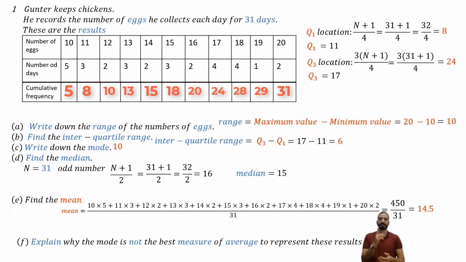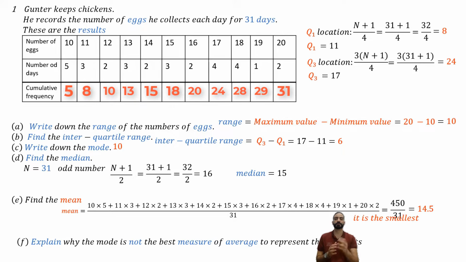We now move to part F. Explain why the mode is not the best measure of average to represent these results. We note that the mode is 10 eggs and it is the smallest. For this reason, it is not the best measure of average.